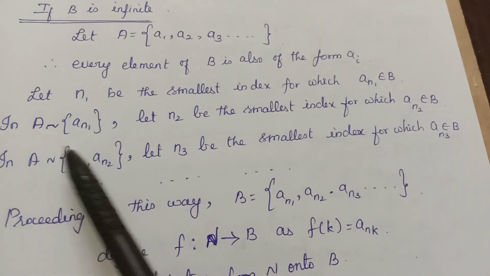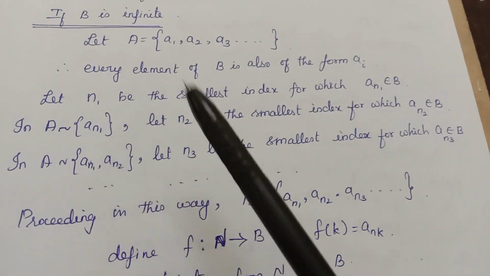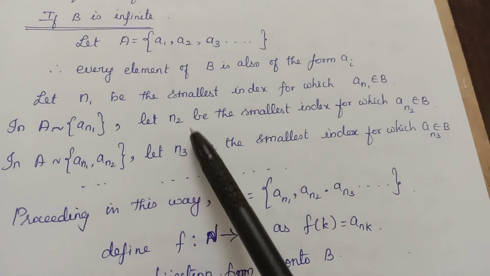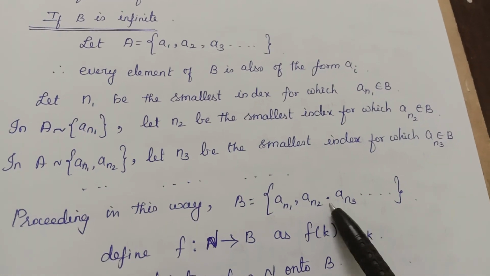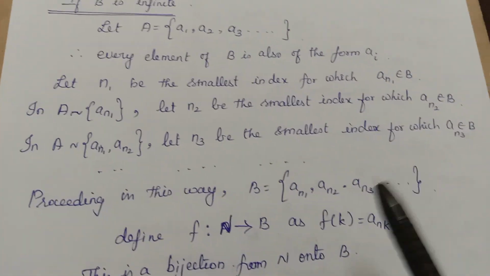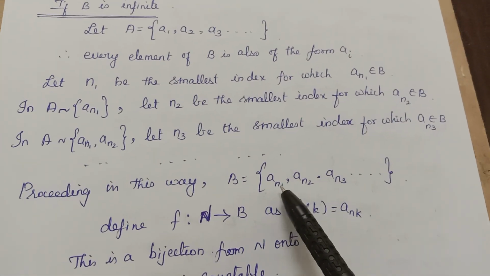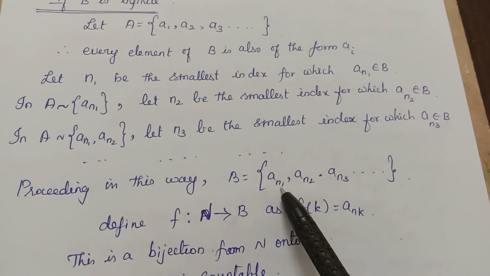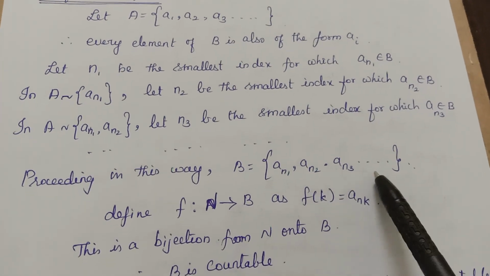Then from A I have removed one element. From the remaining set I choose the next smallest index whose element also belongs to B, and I write that element in the second place, and so on. Simply, the concept is: when B is infinite, look at the indices of the elements of B and arrange them in order, naming the elements A_n1, A_n2, A_n3, etc.